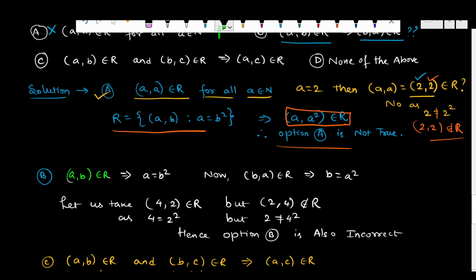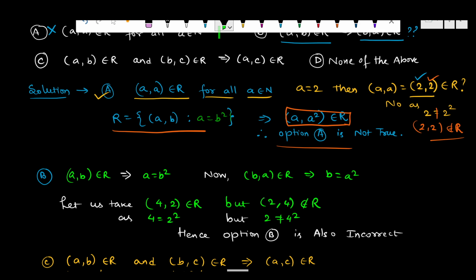Now (a, b) belongs to R means it satisfies this condition, a equals b square, right? Now if (b, a) belongs to R, then this implies that b will be equal to a square. First component should be the square of the second component, right? Now let us take one example. (4, 2) will belong to R, right? As 4 equals 2 square. But (2, 4) will not belong to R, as 2 is not equal to 4 square.